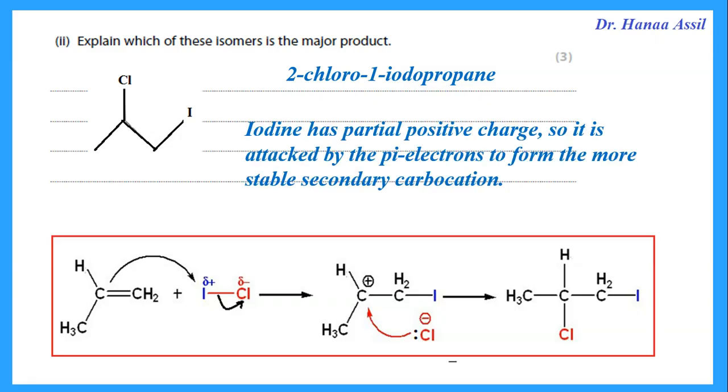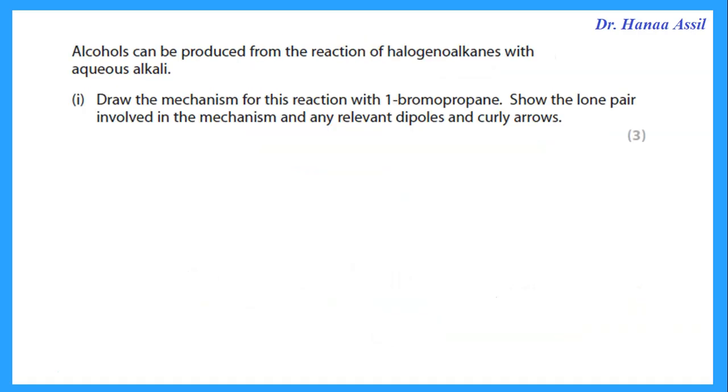2-chloro-1-iodopropane, because the iodine has partially positive charge. It is attacked by the pi electrons of the double bond to form a secondary carbocation. So when we put the I on the end, the carbocation is in the middle. That's a secondary that is more stable than if we put the I in the middle, then the carbocation is on the end, and that would be a primary carbocation, which is less stable.